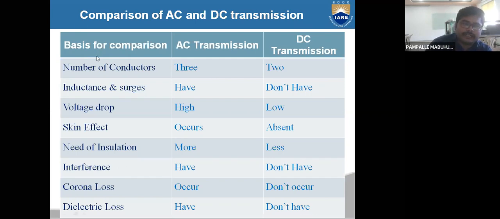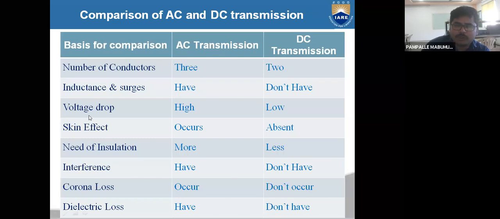Right? So take the number of conductors. In case of AC, you have to use 3 conductors. In case of DC, you have to use only 2 conductors. And inductance and surges. The inductance is not observed in DC. You will not have inductance in case of DC, and you will have the inductance effect in the AC transmission system. Because of that, surges which are developed due to this inductance capacitance effect will be there in AC, and the surge effect will not be there in DC.